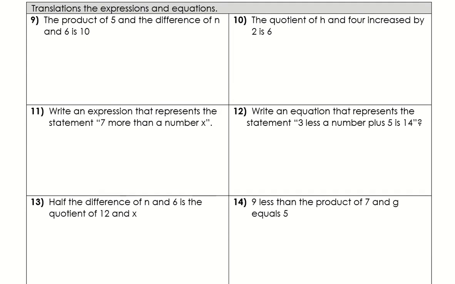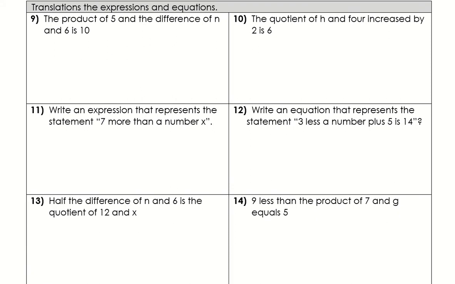All right, so now we're going to move on to the translations for these ones. Instead of me just writing down the answer, I'm going to underline the keywords first, and then I'll write down the answers. Number 9, the product of 5 and the difference of n and 6 is 10. So I have product, difference, and is. Those are my keywords that I see. Product means multiply, difference means subtract, and it needs parentheses, and then is means equals. So I have 5 times the difference of n and 6 is 10.